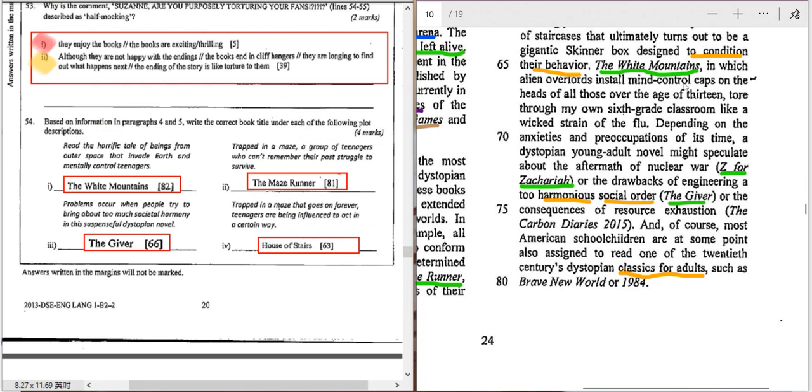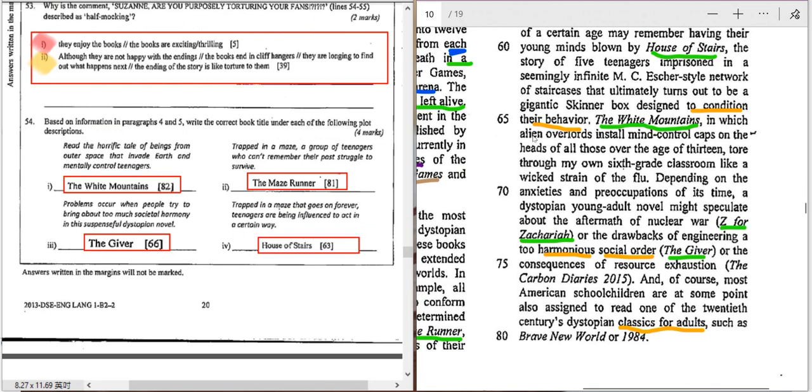The White Mountains, in which alien overlords install mind control caps on the heads of all those over the age of 13, tore through and so on. Okay, we'll talk about this line later on, but at least you know it is mentally controlling teenagers, outer space, and here you find aliens. Mind control caps, so mentally controlling the teenagers. 1, 2, 3, 4. Alright, so that's the first half.